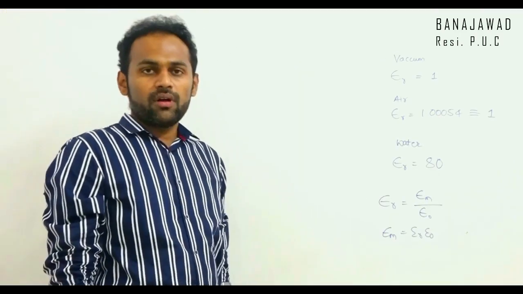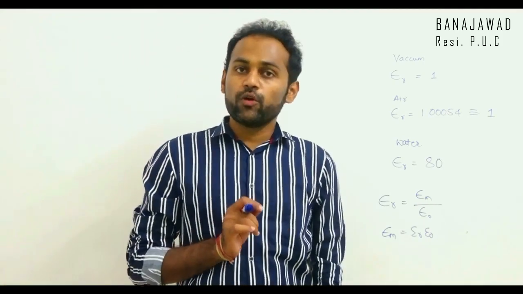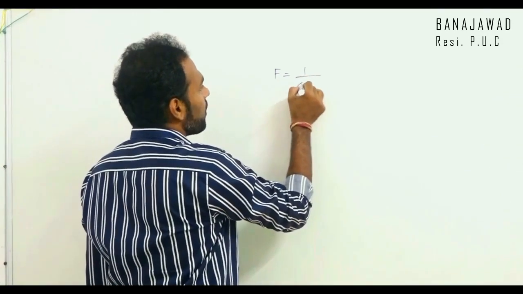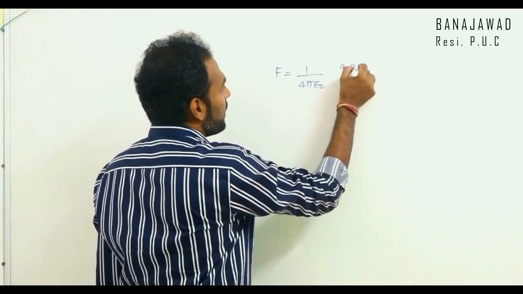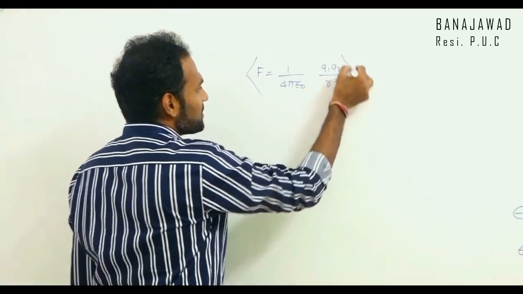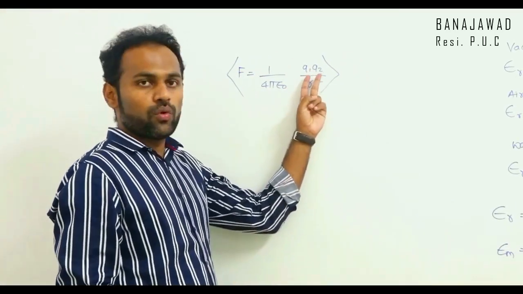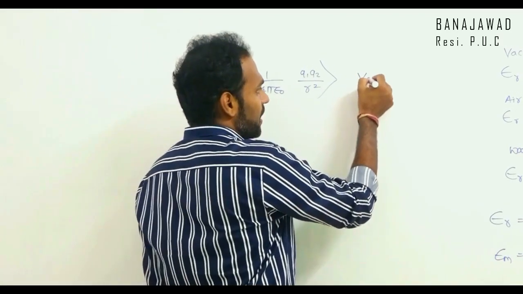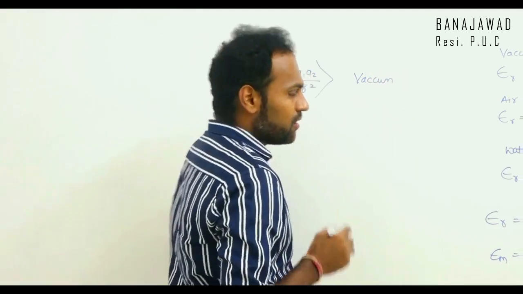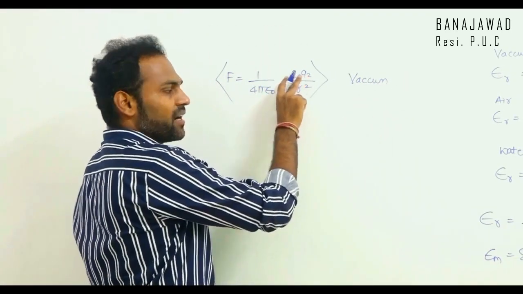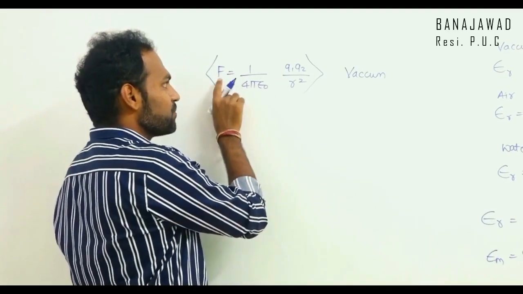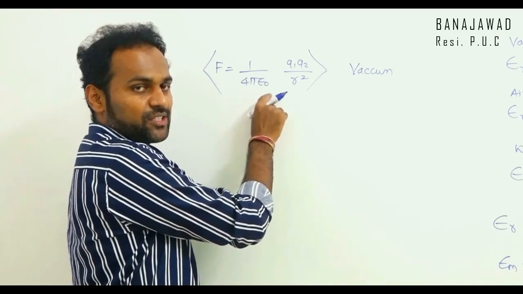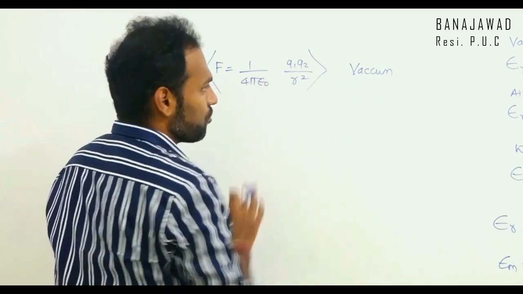According to Coulomb's law, the force of attraction or repulsion between any two point charges separated by a certain distance r is given by F is equal to 1 by 4 pi epsilon naught, Q1 into Q2 divided by R square. This is the force between the two point charges Q1 and Q2 separated by distance r, in vacuum. Here epsilon naught is the absolute permittivity of free space. Free space means vacuum.